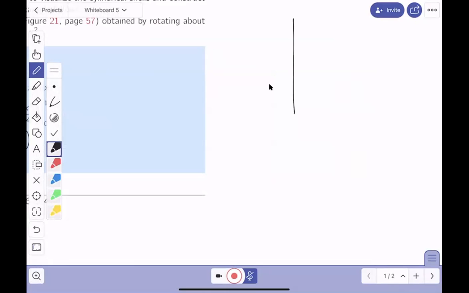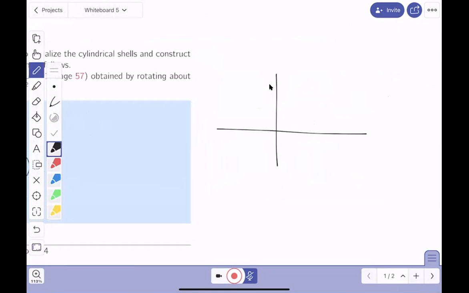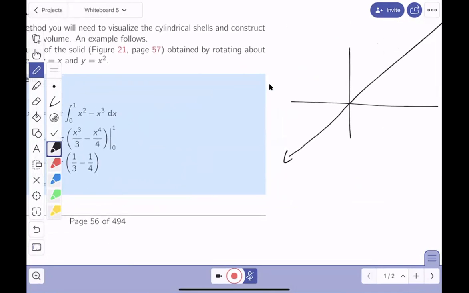First thing I do, I want to visualize the curves. And again, what curves are we talking about? y equals x. Fairly simple. That looks like this over here. Again, there's no need for great detail. The other curve is y equals x squared. I'll put this over here.